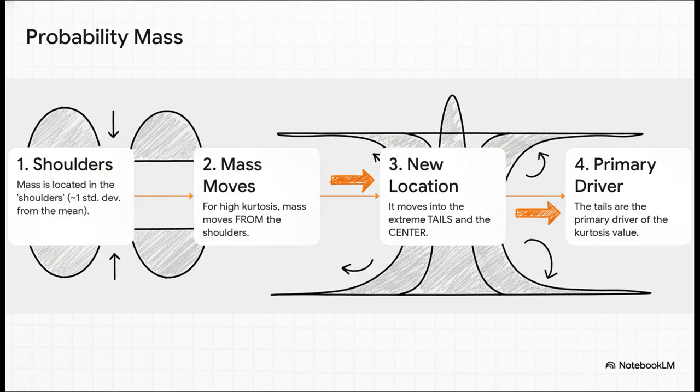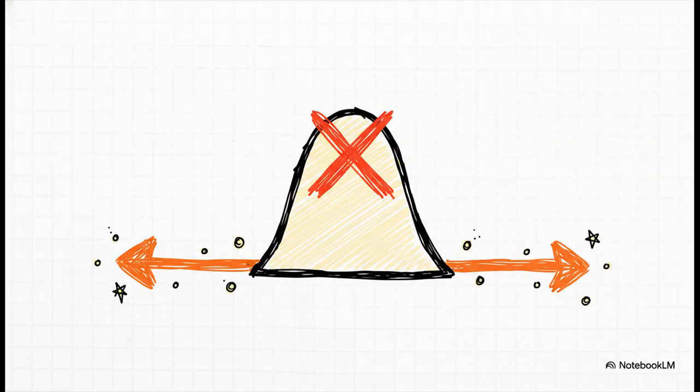and the very center. Now, while some of it moving to the center creates the illusion of a peak, the real heavy lifting in the kurtosis calculation, the thing that really drives the number up, is the mass shifting way out into those tails. So let's put this to bed once and for all.